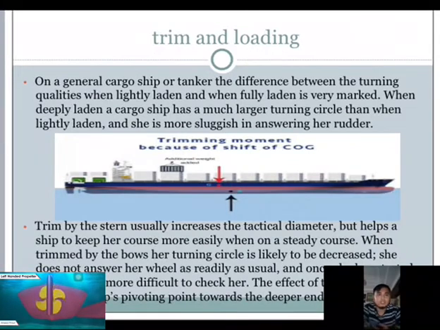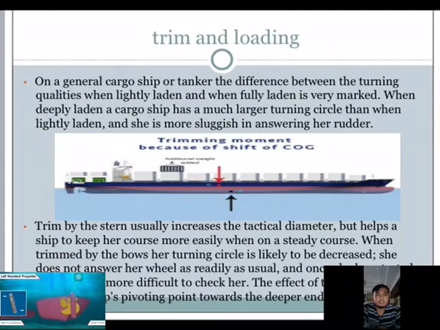Trim and loading. On a general cargo ship or tanker, the difference between the turning qualities when lightly laden and when fully laden is very marked. A deeply laden cargo ship has a much larger turning circle than when lightly laden, and she is more sluggish in answering her rudder.